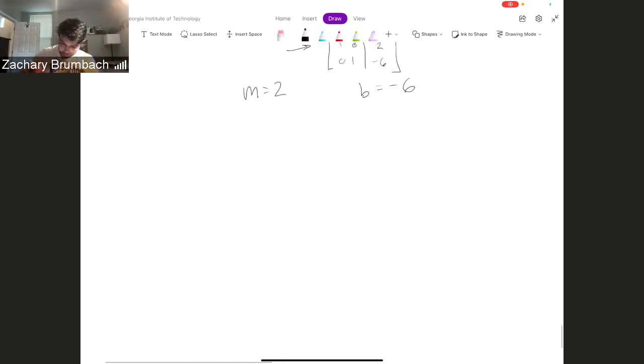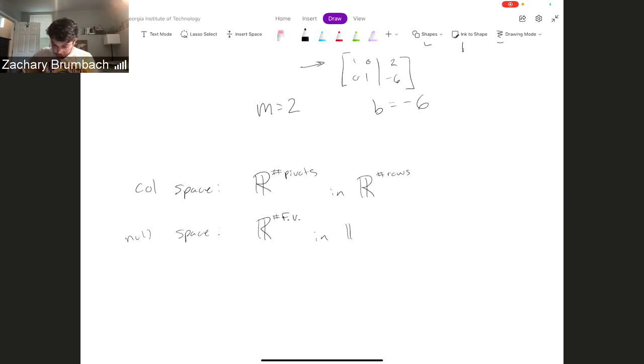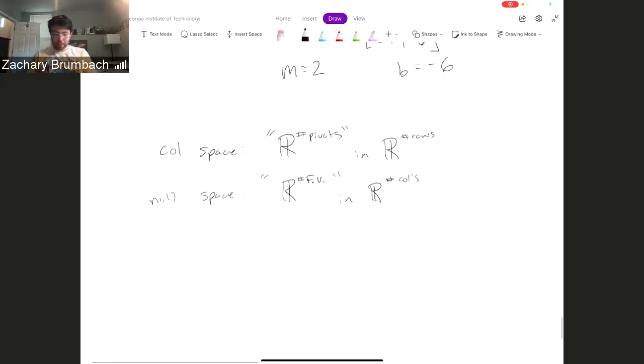I'll write that again just so people have it written. Free variables in R to the number of columns. And this is me saying this in this left part in quotations, just because it's an n-dimensional space. Okay, that's the dimension of it. All right. Yep, that's column and null space.